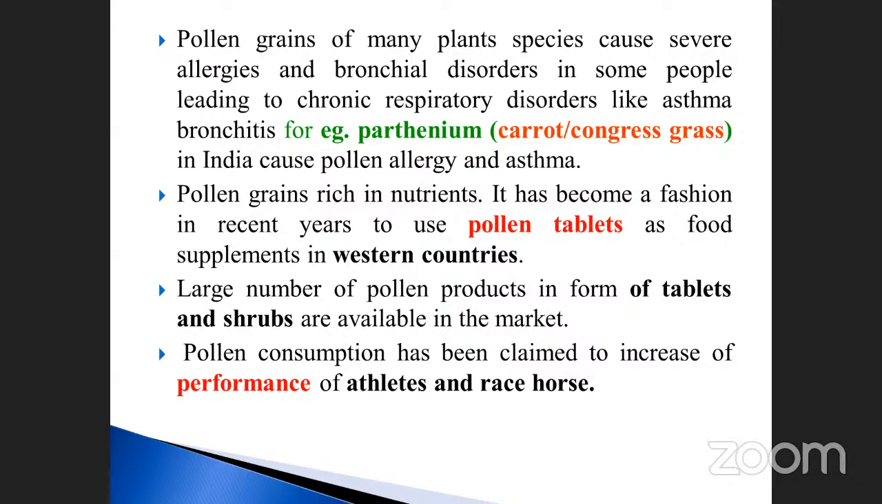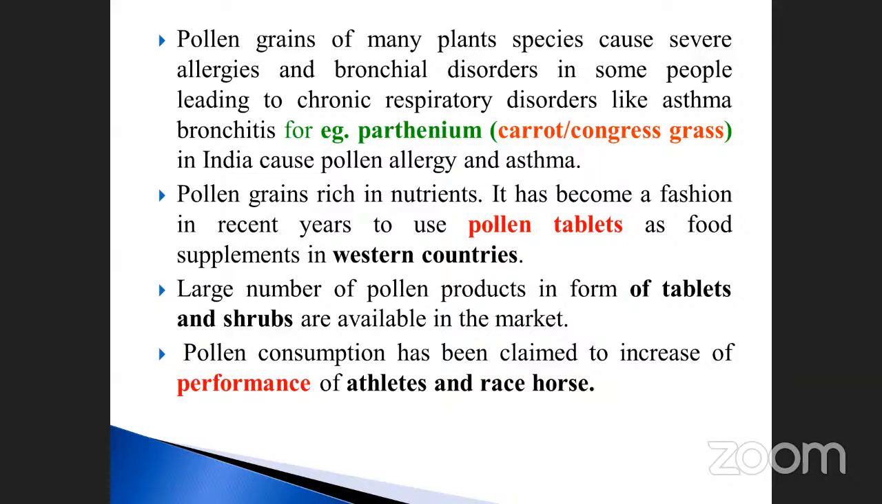Sometimes pollen is used as pollen tablets as a food supplement. In Western countries, people are using pollen tablets. A large number of pollen products in the form of tablets and syrups are available in the market. This is also one category. It can also induce allergies. Sometimes they are used as tablets and syrups.